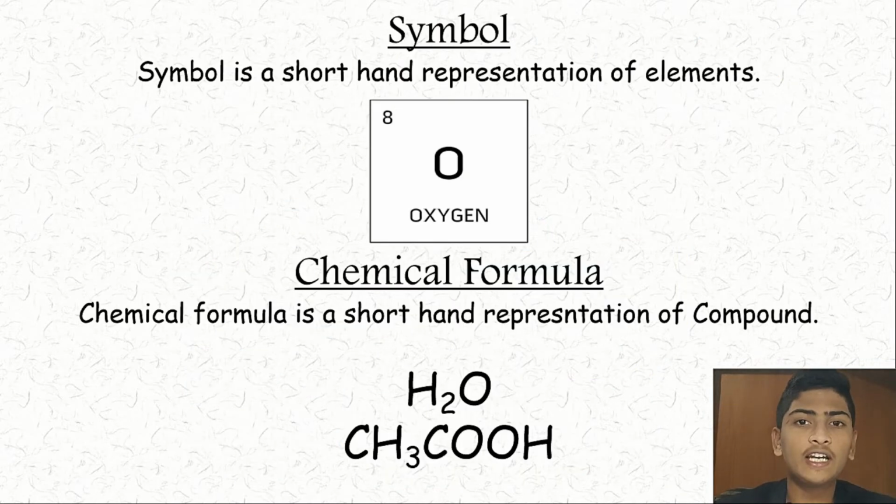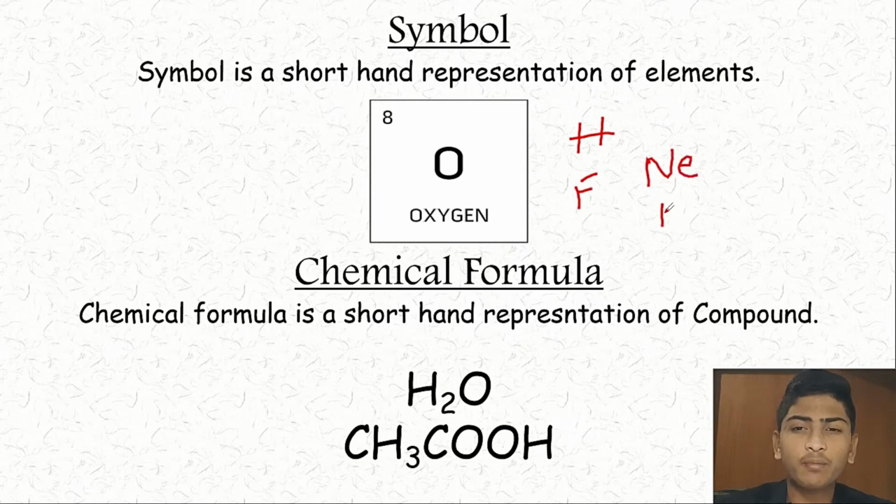Now, let's learn about symbol. Symbol is a short representation of an element. It means when there is an element, there will be a certain symbol for that element. Here, oxygen has a certain symbol, that is O. Next, if we take hydrogen, it has H. And if we take fluorine, F. Neon, we will get Ne. And different more atoms like sodium, Na.